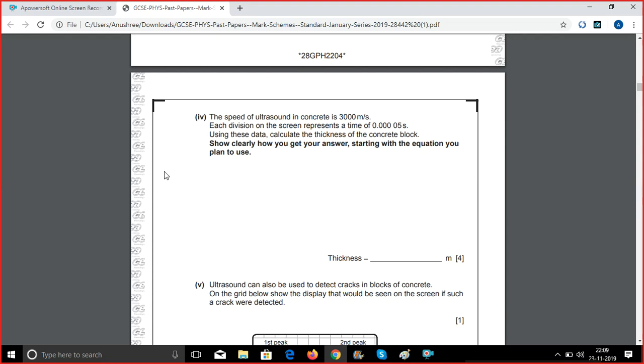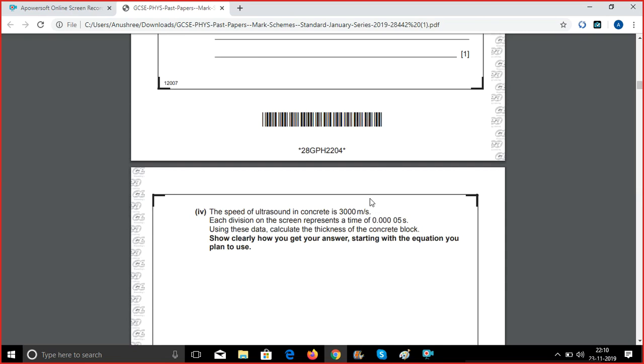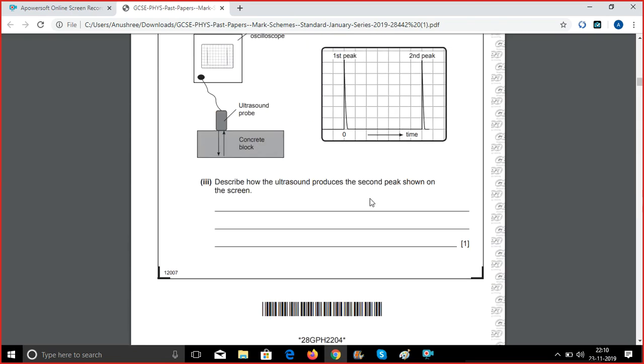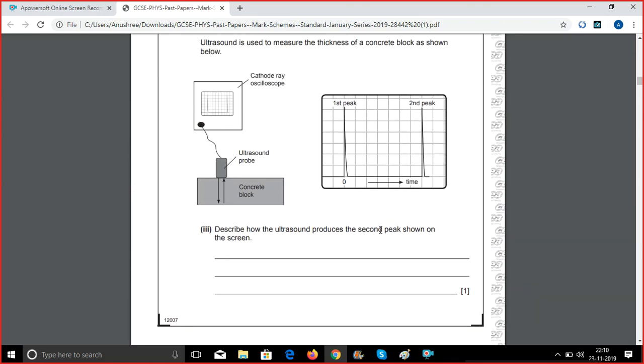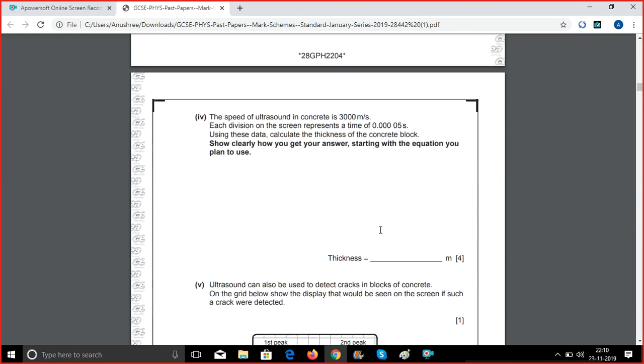Okay, so you have multiplied it. It's 3000 times 7 times 0.00005. Okay, so your final answer is 1.05. Okay. So your answer is correct, but the thing is, it's given as the speed of ultrasound in concrete is 3000 meters per second, and each division on the screen represents time, this one, okay? And you have to calculate the thickness. So, the time that you are calculating is the total time of going and reflecting back, but in order to calculate you have to calculate only the time to move from one point to another point, not the total time. That means you have to divide it by 2.